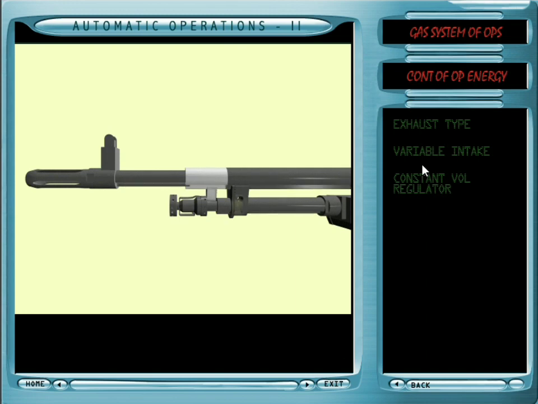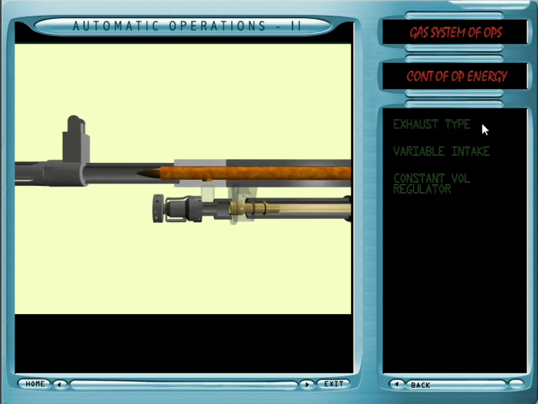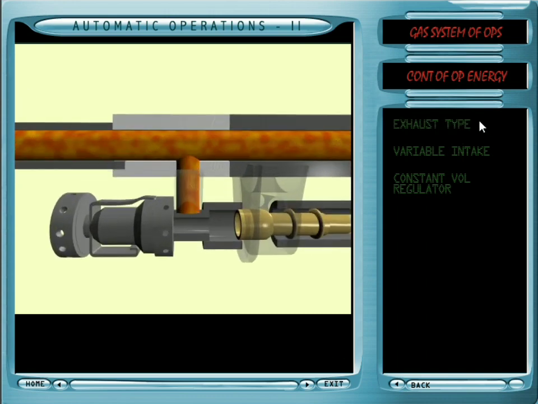Control of energy. Once the bullet is fired, a tremendous amount of energy is produced in the form of gases. The gas available for tapping at the gas vent is having approximately 7 tons per square inch of pressure. To regulate this tremendous energy for performing the various actions involved in the cycle of operation, a gas regulator is provided. Presently, 3 types of gas regulators are available in gas operated weapons. They are the exhaust type gas regulator, the intake type gas regulator, and the constant volume gas regulator.